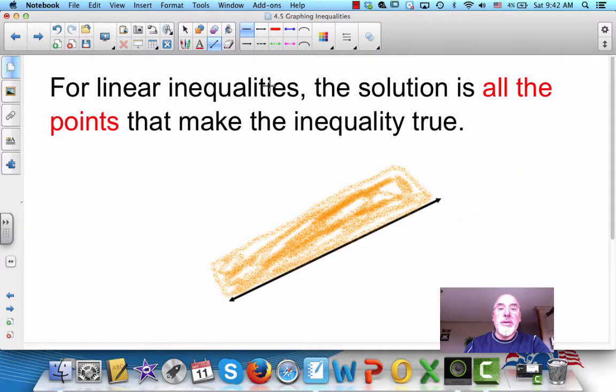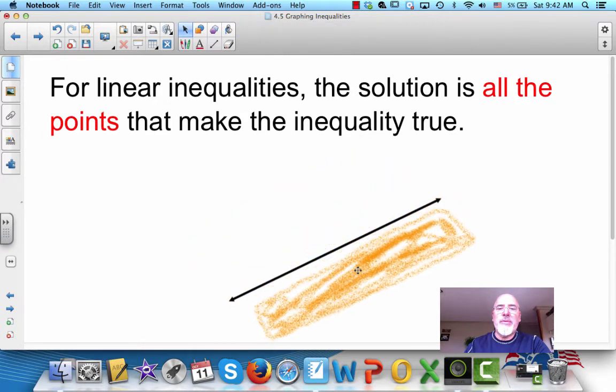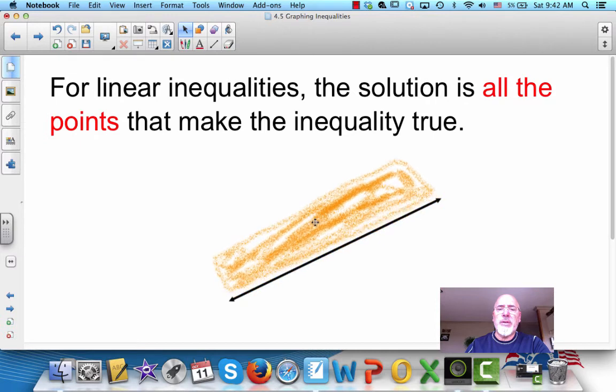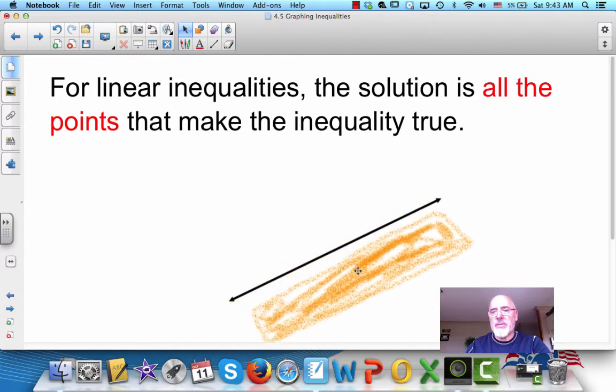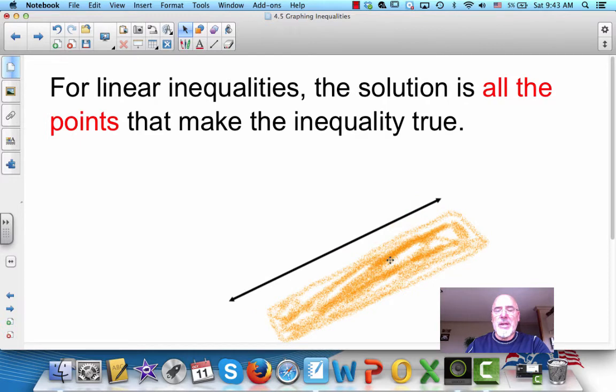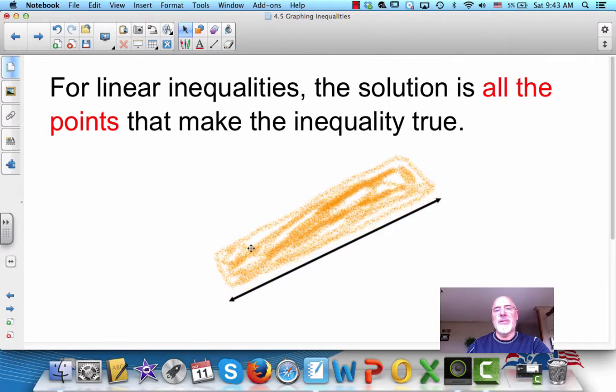In linear inequalities, the solution is all the points that make the inequality true. So it can be everything that is on this side of the line, or everything that's on this side of the line. Linear inequalities are just a little bit different than equations. For an equation, remember the line would be the answer. For inequalities, it can be the line and everything on that side of the line, or the line and everything on this side of the line. Or it could just be everything on this side of the line, or anything on this side of the line.